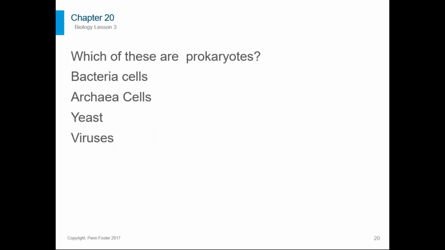So that's the end of section 2, so we have a bit of a review. So again, just kind of think about your answers, and then we'll go over what's correct. So which of these options are prokaryotes? There may be more than one answer.